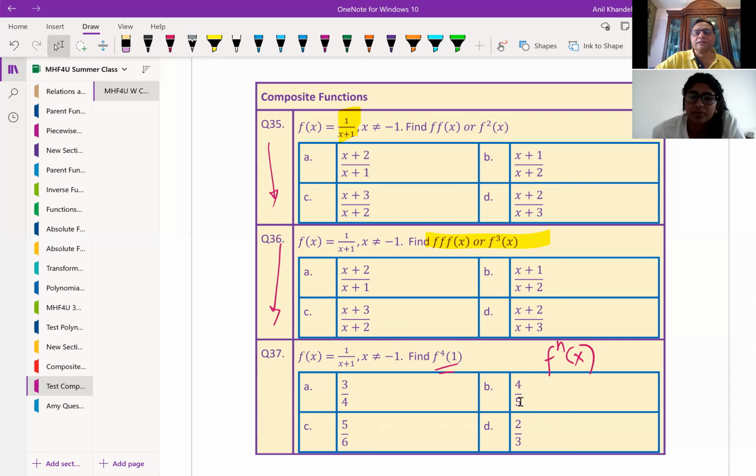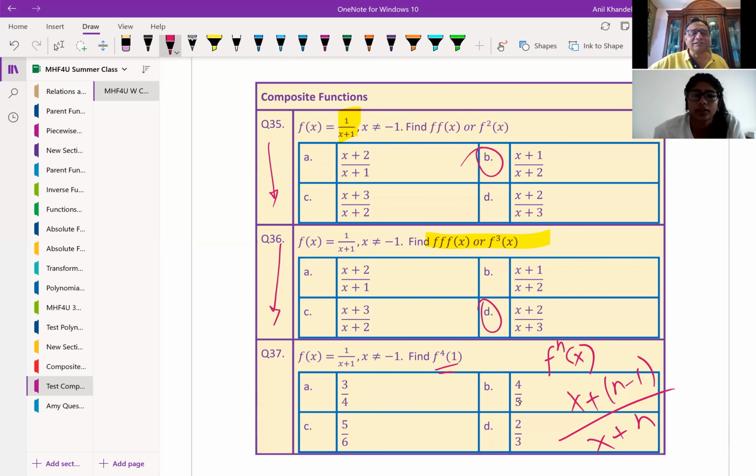For example, in the very first case, when you do f of f, you will get a result where x plus 1 will go on the top, for example, right? When you do the next time, it'll be 2 over 3, for example, something like this. So when you do n times, then it will be x plus n minus 1 over x plus n. Something like this you're going to get as your result. So try to see from the pattern how we get this result. Is that clear to you?